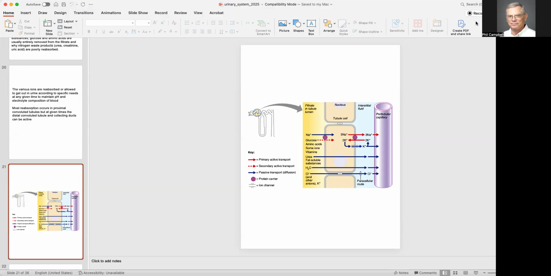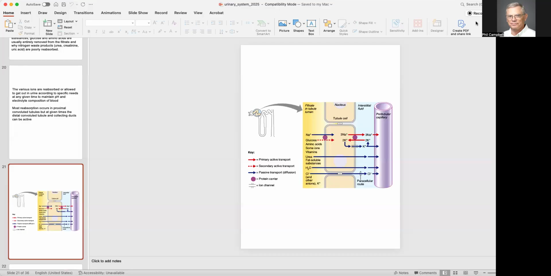So that means that if I want to recover salt via reabsorption, I can't go down a concentration differential because there isn't one. It's the same on both sides. So the only way I can get reabsorption is by active transport. So I have to actively transport that salt, the amino acids, those sugars. Now, the next thing to remember is this.